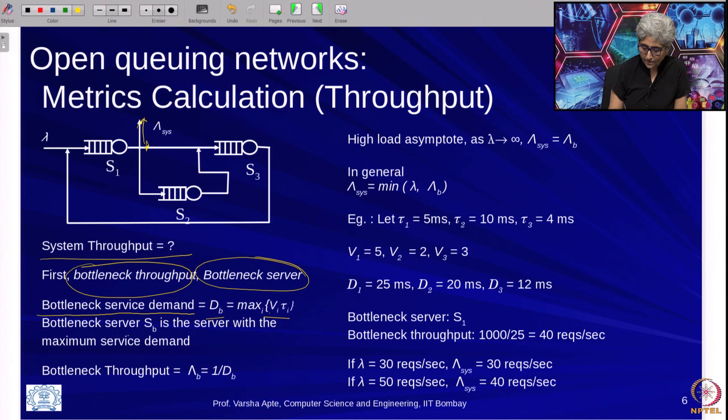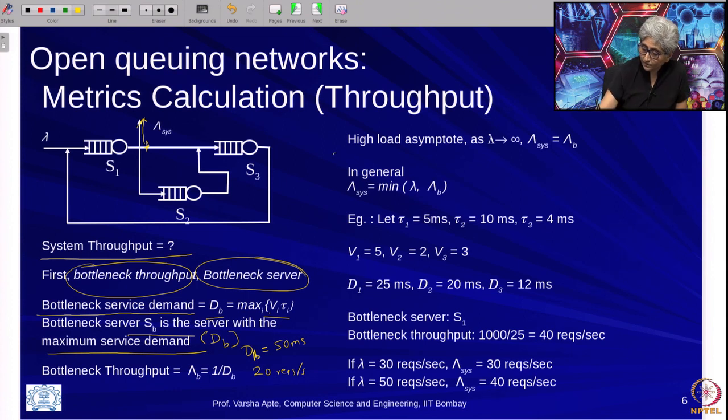So the bottleneck server S_B is the server with the maximum service demand, which is that D_B. And then the bottleneck throughput is nothing but 1 over D_B, right? So if a server needs to do some 50 milliseconds of total work, so let us say D_B is equal to 50 milliseconds, then we know that this system cannot produce more than 20 requests per second. Right, it just cannot happen. So that is what the bottleneck throughput is.